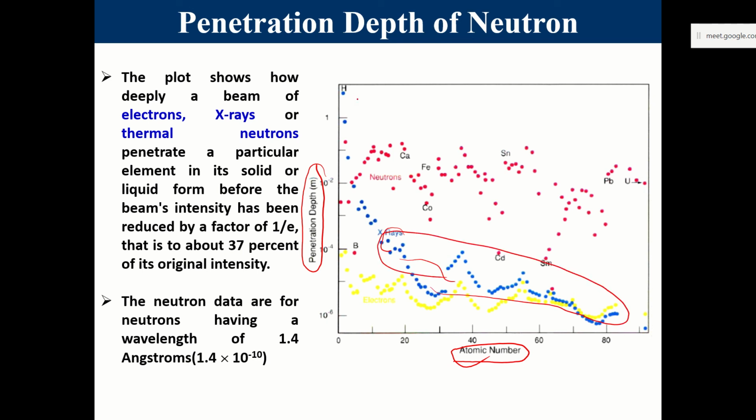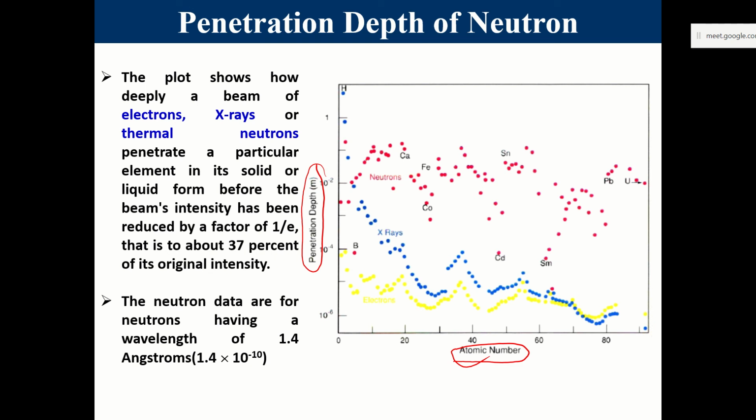X-rays initially were penetrating. Look at this H, they pass through, but as the number of electrons increases in the atom, the penetration decreases. So this is the blue curve. Similarly, look at the red dots. These are the neutrons, scattering of neutrons through different atoms. Because neutrons are scattered only by the nuclei, you have a different pattern entirely.